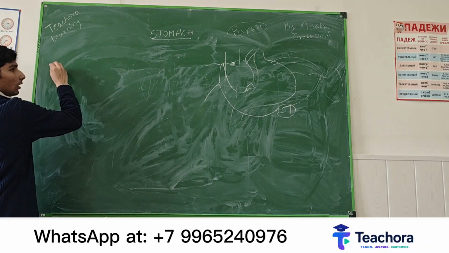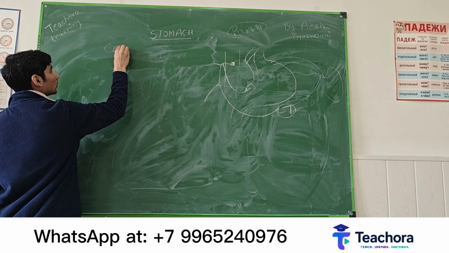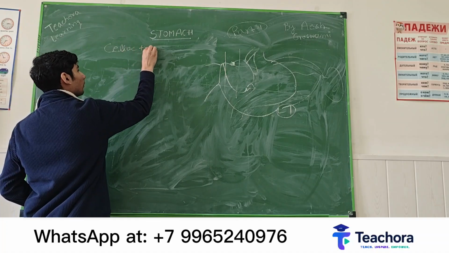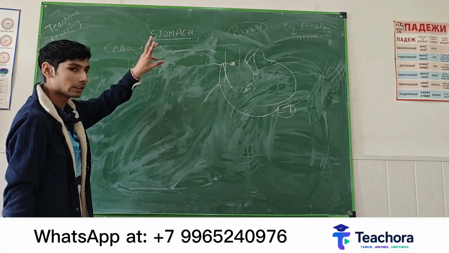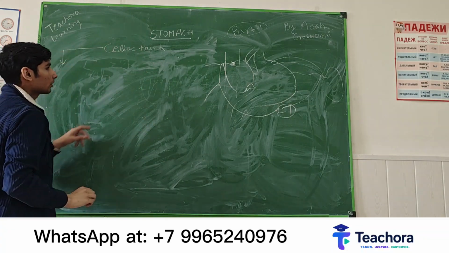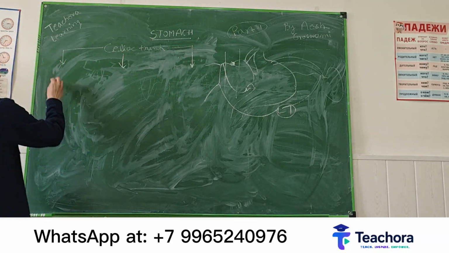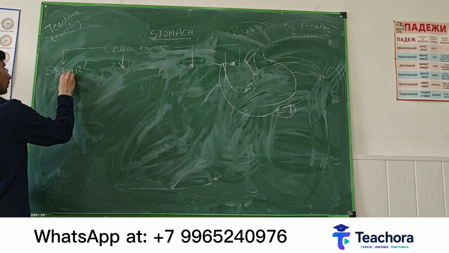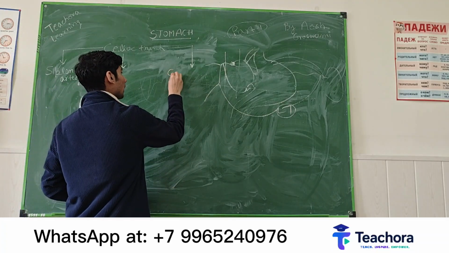Let's write here. From the celiac trunk. So what is celiac? Okay, celiac trunk, you have to remember it the same way that I am doing now. From the celiac trunk, 3 branches come. One branch, second branch and third branch. One branch is the splenic artery. Second branch is the common hepatic artery.